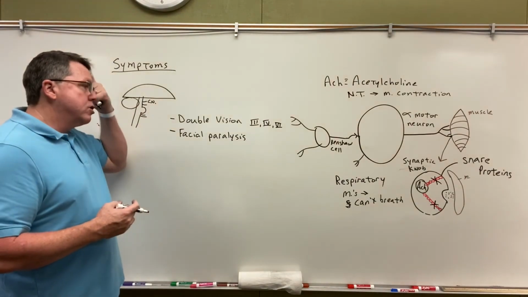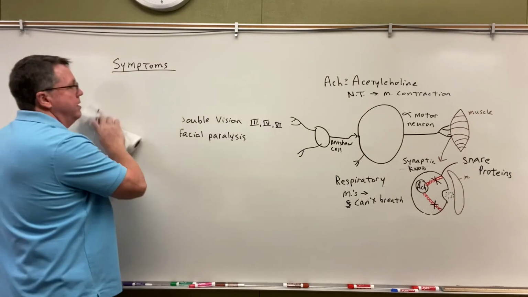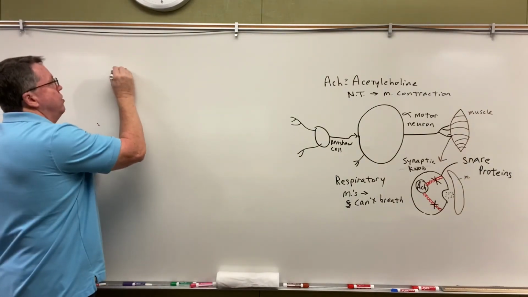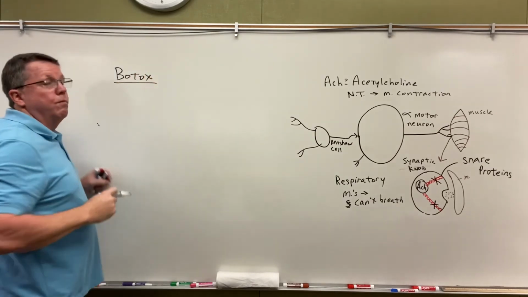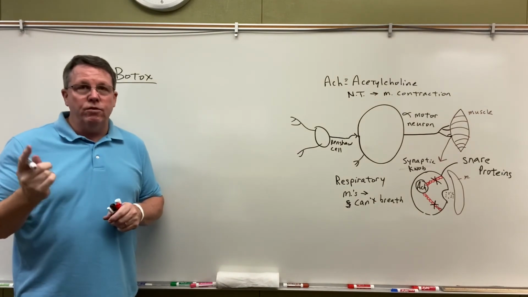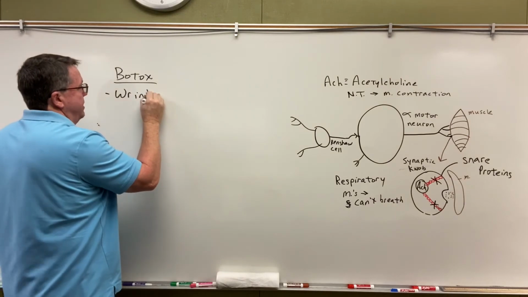Okay? So now, what are some uses for this? Well, some people know this already, and some don't. But basically, botulism is used in Botox. Okay? Botox is the cosmetic injection that you've probably heard of that helps with wrinkles. So here's some uses for it. Well, let me put wrinkles first, because we've already mentioned it.